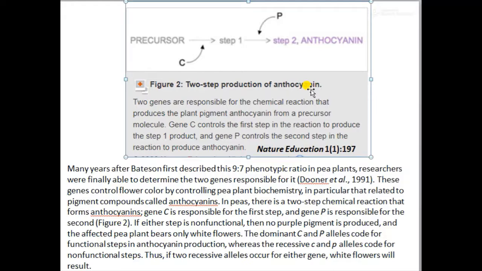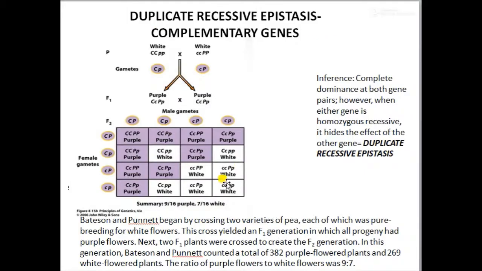So if either step is non-functional, then no purple pigment is produced and the affected pea plant will bear only white flowers. The dominant C and P alleles code for the functional steps in anthocyanin production, and the recessive c as well as p alleles code for the non-functional steps. So if two recessive alleles occur for either gene, a white flower will result. Here you can see that if either of these genes is found in the homozygous recessive condition, it will inhibit the effect of the other gene.